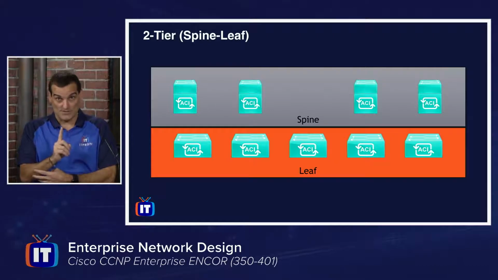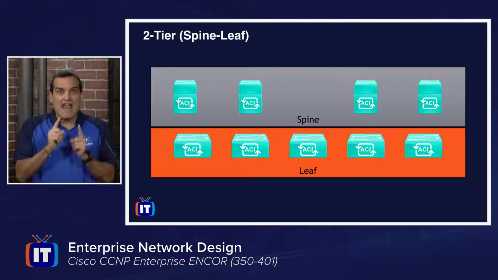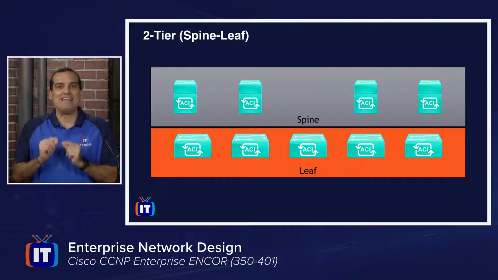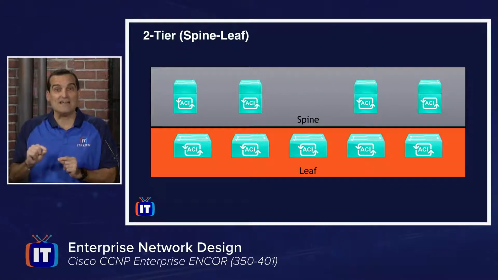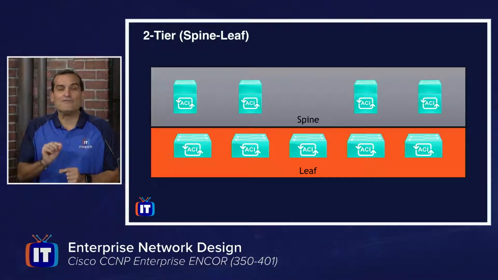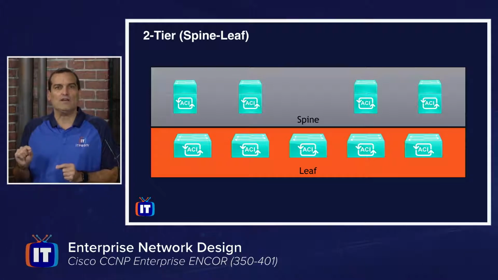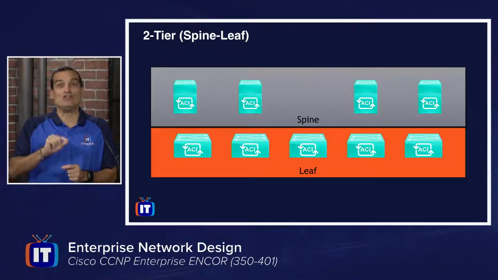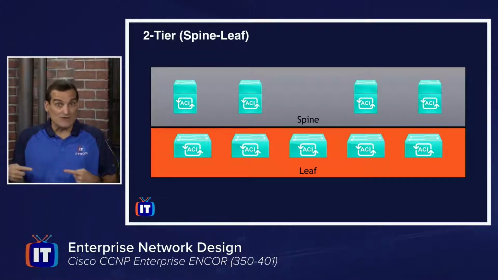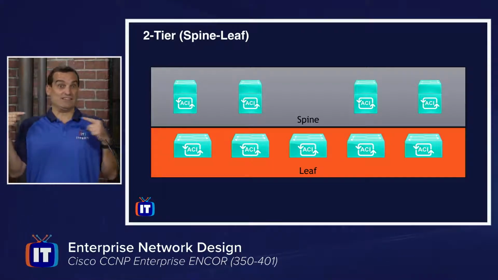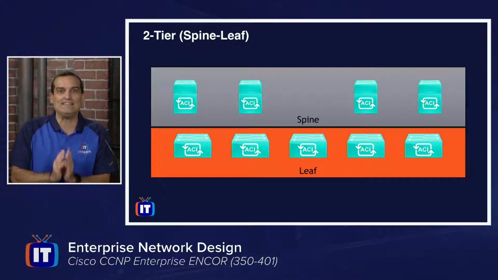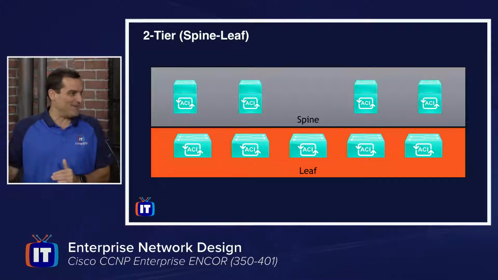Well, here's how it works. It's very simple. Every one of those leaf nodes makes a connection to every single spine node. I'm going to repeat that. It's so critical. Every single leaf node makes a connection to every single spine. You don't need the leaves to directly connect to each other. You don't need the spines to directly connect to each other. What you do is you have every leaf connect to every spine.